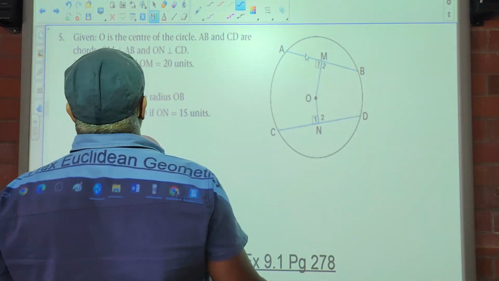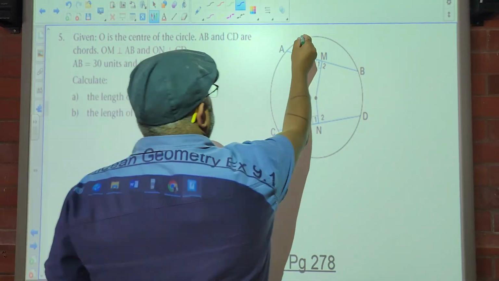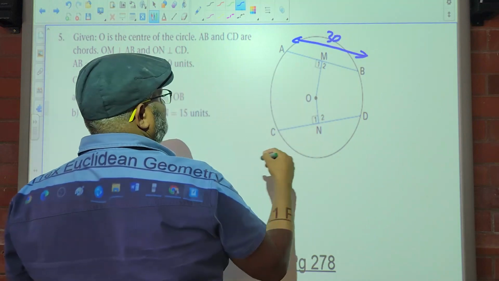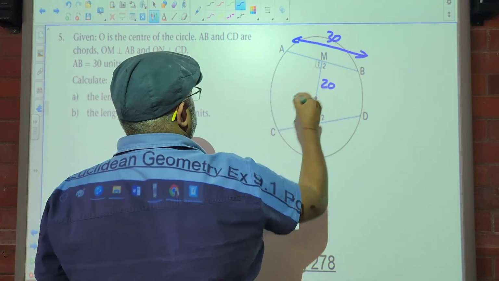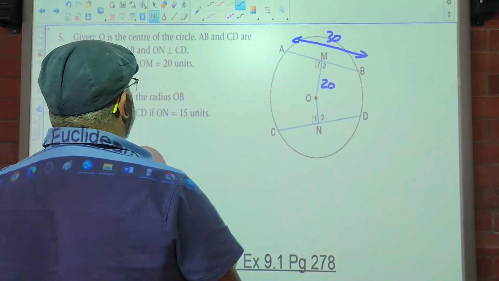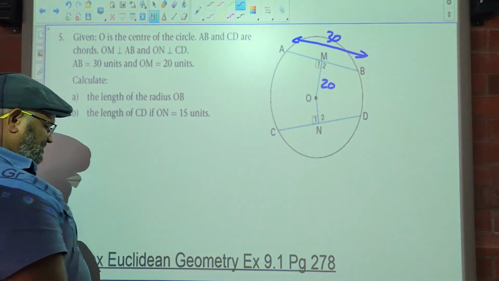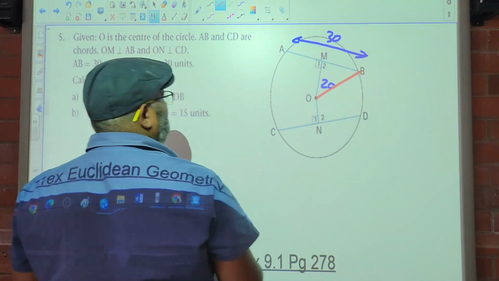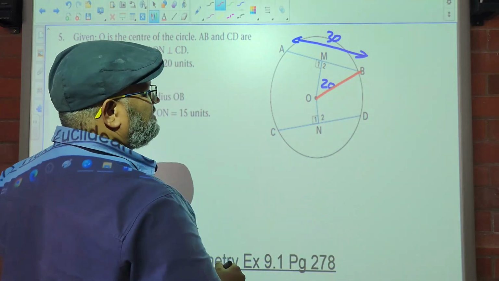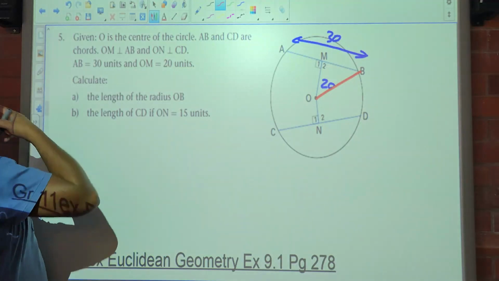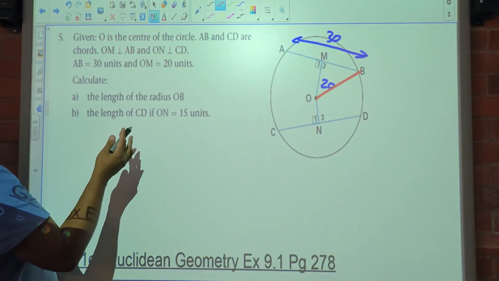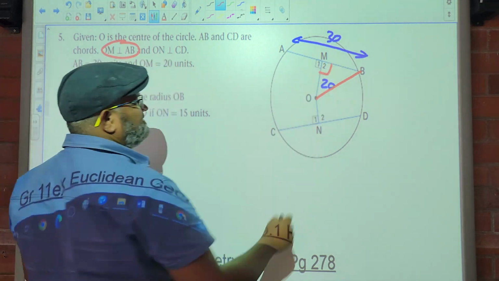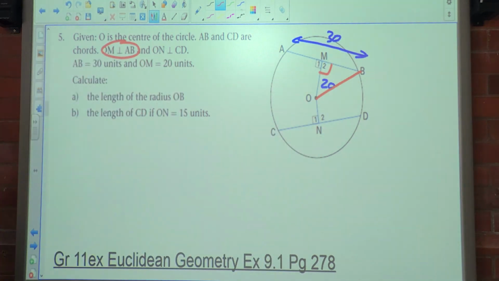So with that in mind, we are also told that AB is equal to 30 units and OM is 20 units. Calculate the length of the radius OB. Okay. So firstly, we know that M2 is also going to be 90. They told us it's perpendicular here, so I don't have to state that.